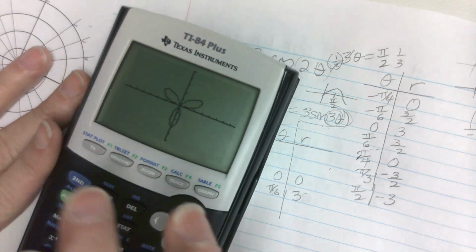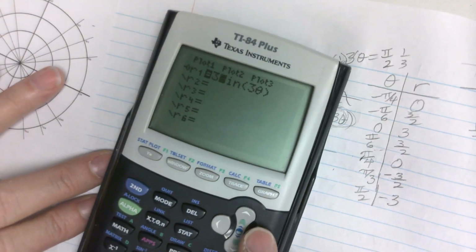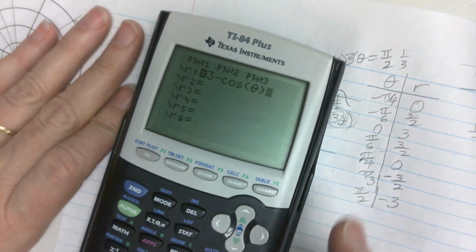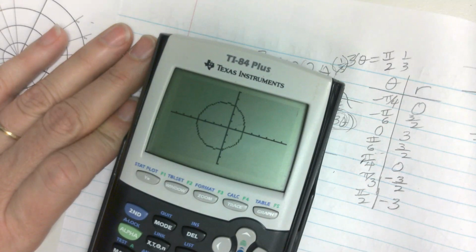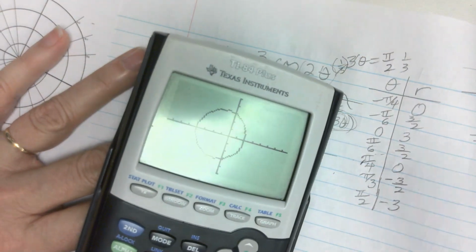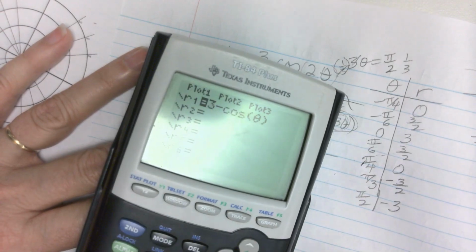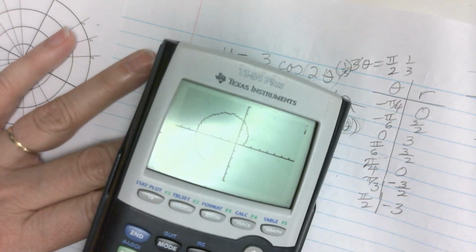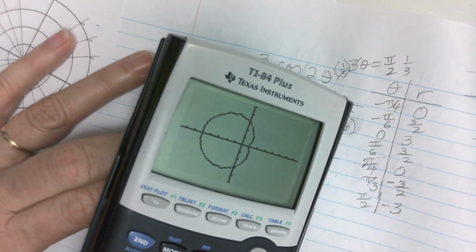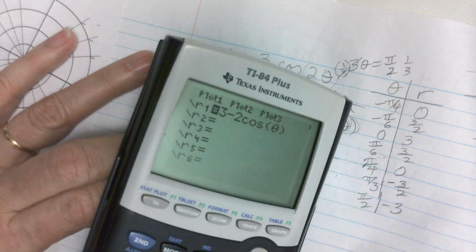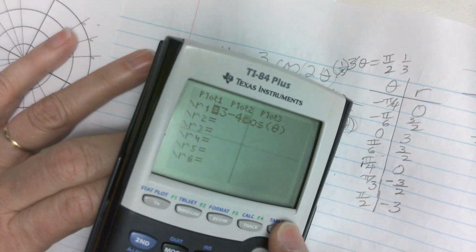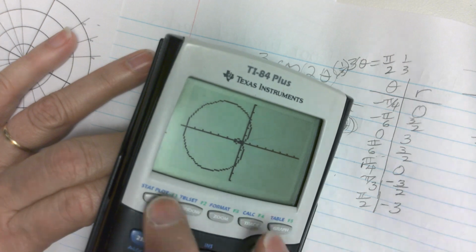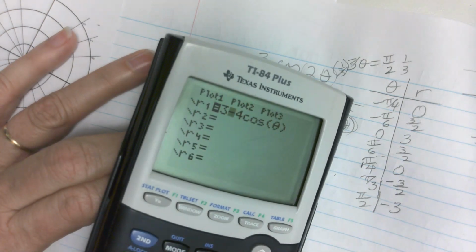Now we have other figures that aren't the roses, like 3 minus cosine of theta. It doesn't look very... it almost looks circular, doesn't it? But if I say 3 minus 2 cosine theta, it has a little dimple. It's called a cardioid. But if I say 3 minus 4 cosine theta, it's actually got a little loop in the middle. How does that happen? What makes it do that?